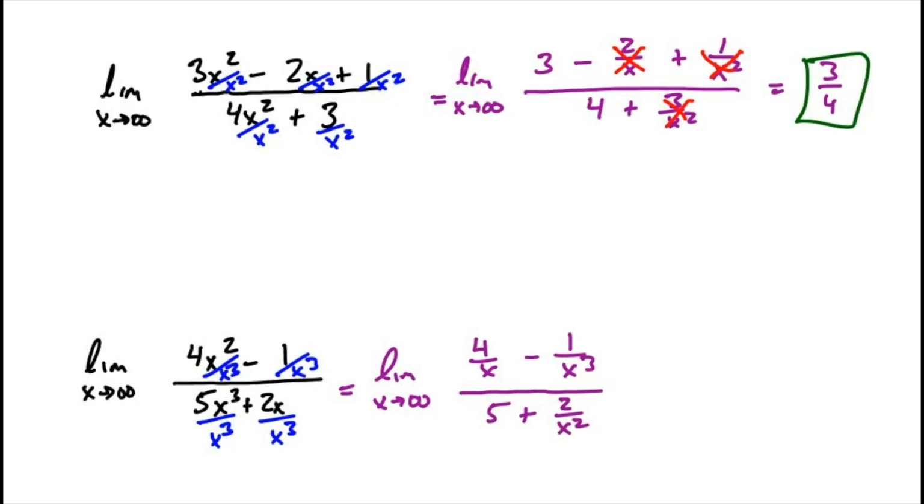Right. Now everything left over that's got at least an x in the denominator is going to all cancel out, leaving us with a whole bunch of zeros. So what's this end up being? 0 over 5. So the limit as x approaches infinity here should equal 0.